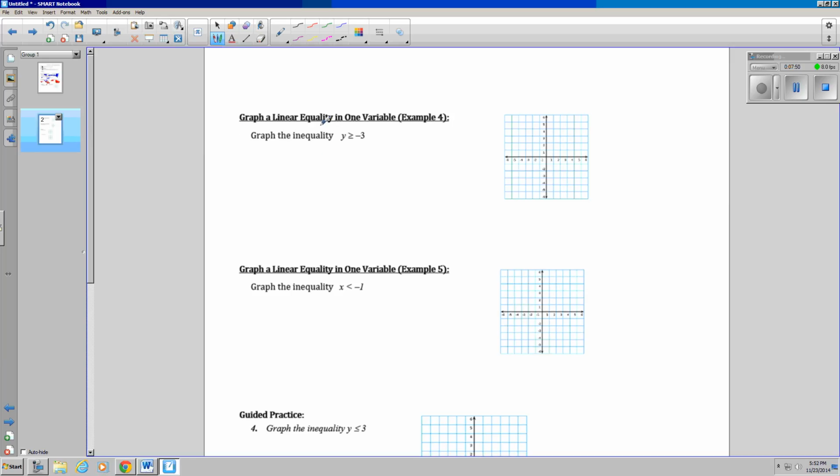Okay, all right, so moving on to these last couple of examples. These are those wonderful ones that we struggle with sometimes. Graph the inequality y is greater than or equal to negative 3. So we're going to first of all graph the line y is equal to negative 3. So we're going to go down to negative 3, and we're going to graph this line. Since it's greater than or equal to, it's a solid line.